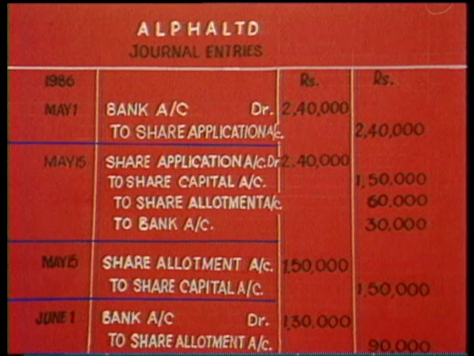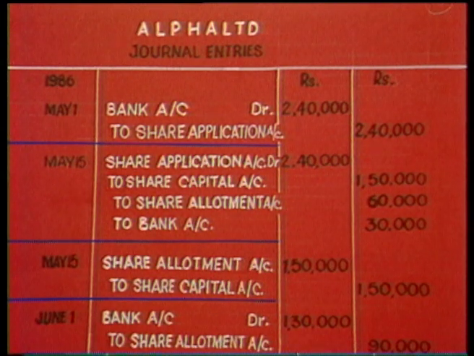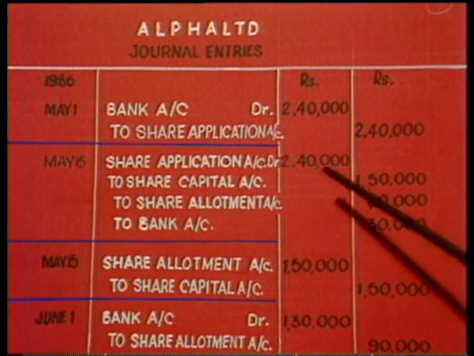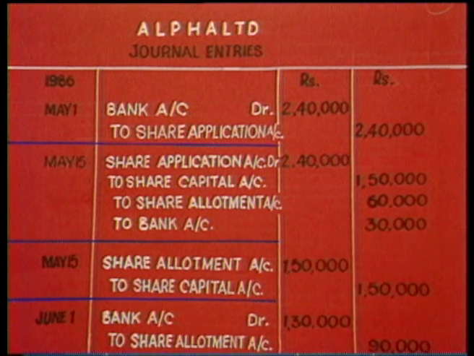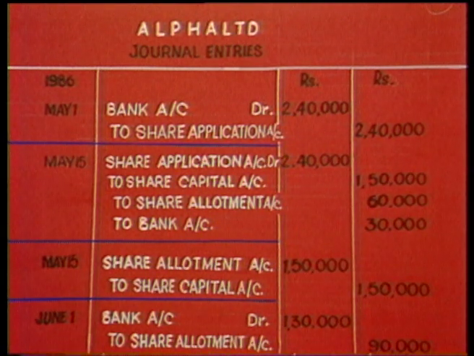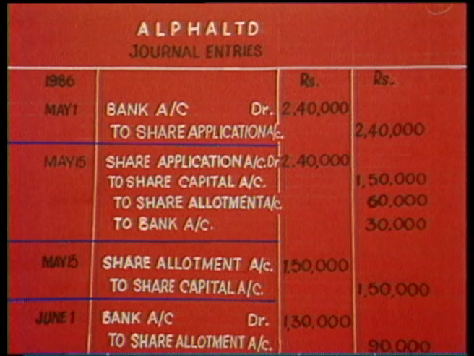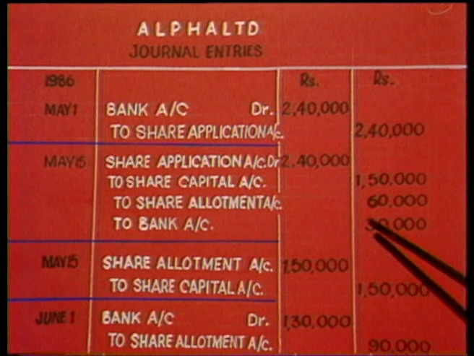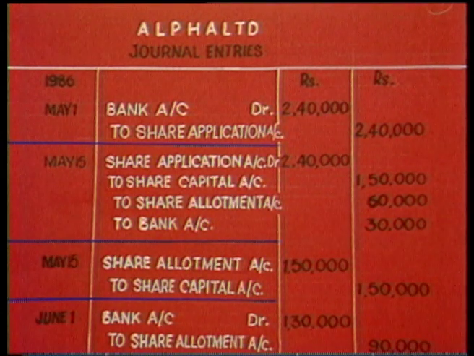The narration for this journal entry will now be, being the transfer of the share application amount of rupees 2,40,000, 1,50,000 rupees to the share capital account on the 50,000 shares that are allotted, 60,000 rupees to the share allotment account, being the transfer of share application money on 20,000 shares rejected but adjusted against allotment money due, and rupees 30,000 being refunded on the shares that were totally rejected.